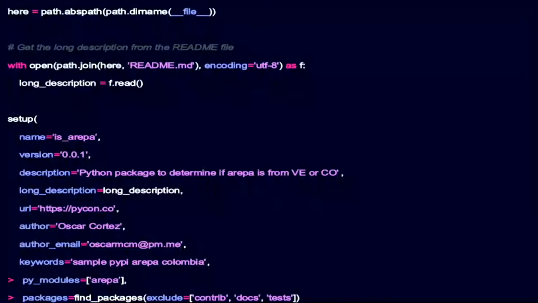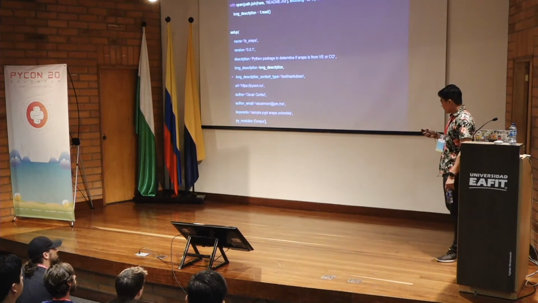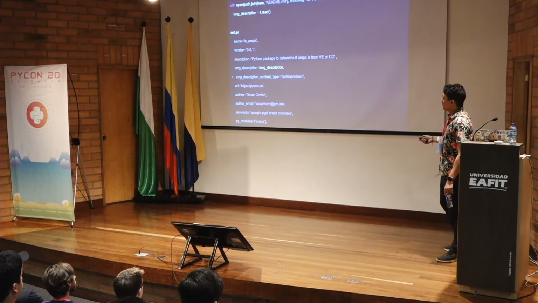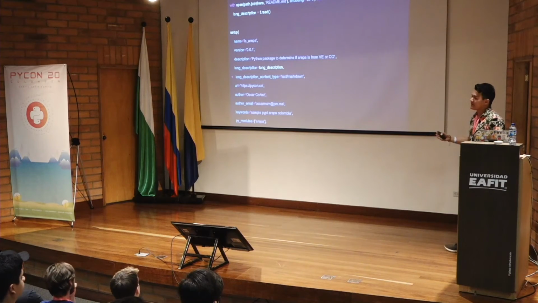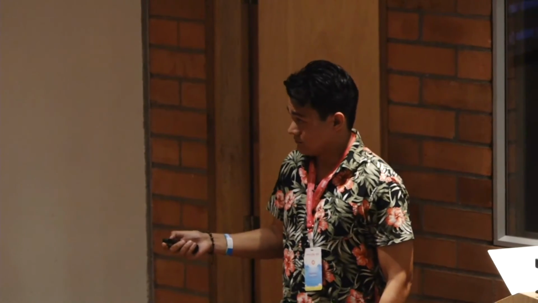So you can pick to use py_modules, which will look for a file named arepa.py, or you can use the other param, packages, that will try to find all other folders that contain Python code. Also, you can use Markdown markup in case you don't know. You only need to put this other param, long_description_content_type text/markdown. So you don't need to learn what RST means in Python. If you know Markdown or your editor supports Markdown, that's everything you need to know. Just add this param and everything will work fine.